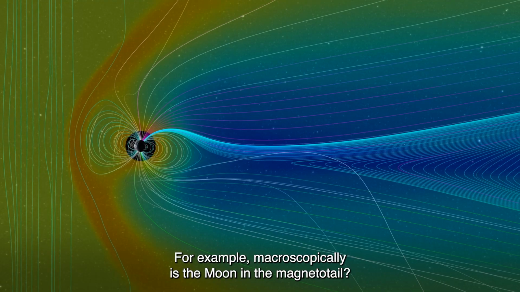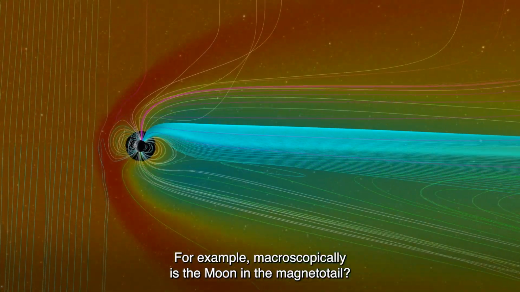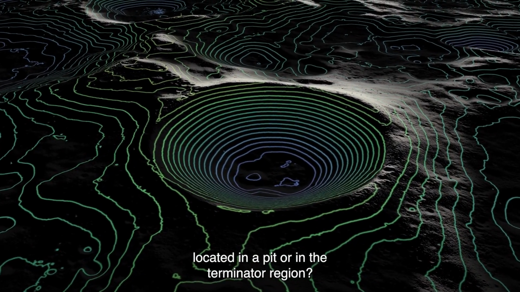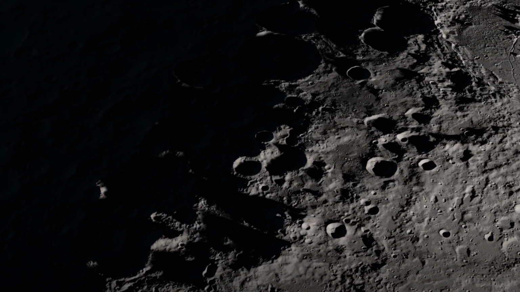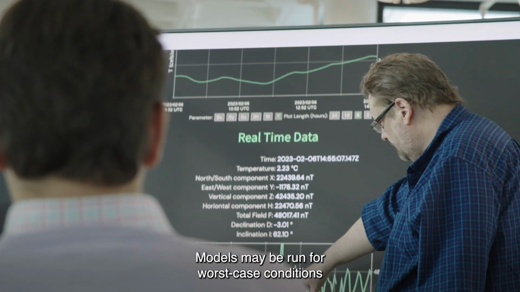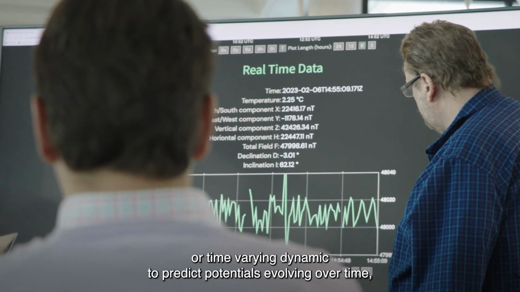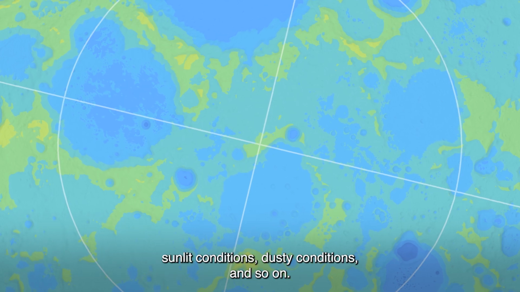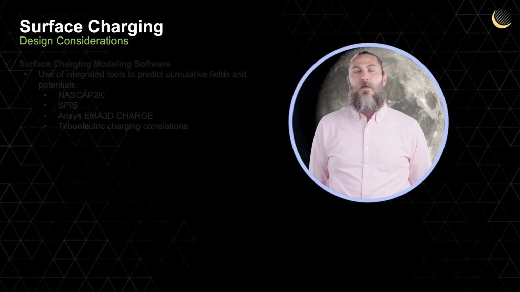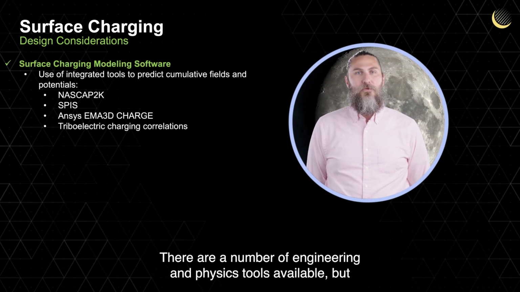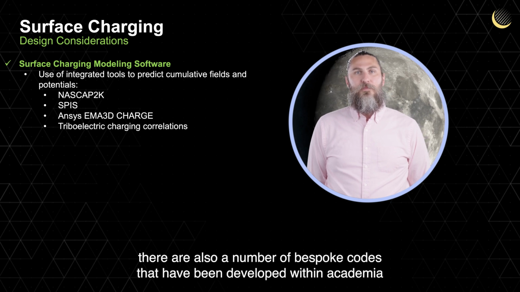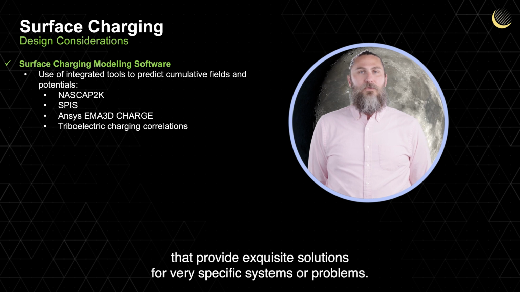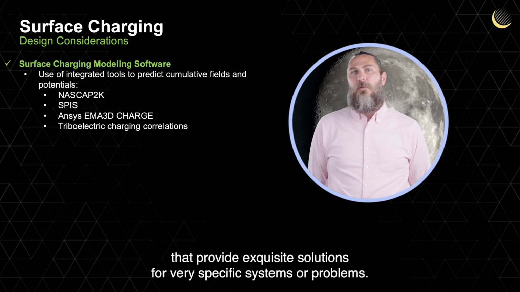For example, macroscopically is the Moon in the magnetotail. Then, microscopically or locally is the system under study located in a pit or in the terminator region. Models may be run for worst-case conditions or time-varying, dynamic, to predict potentials evolving over time, sunlit conditions, dusty conditions, and so on. There are a number of engineering and physics tools available, but there are also a number of bespoke codes that have been developed within academia that provide exquisite solutions for very specific systems or problems.